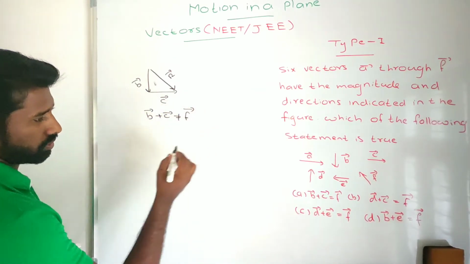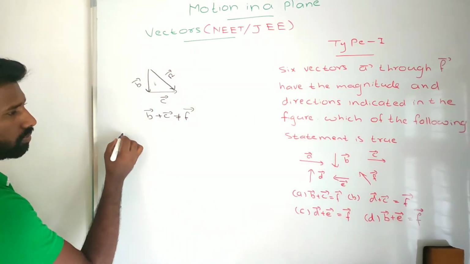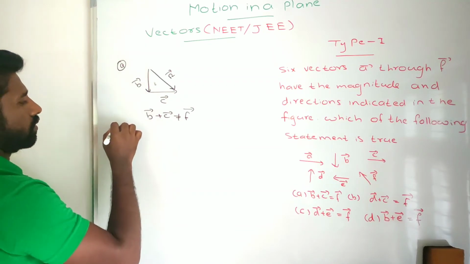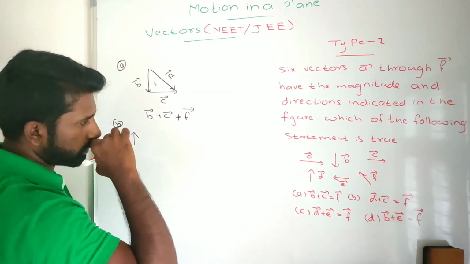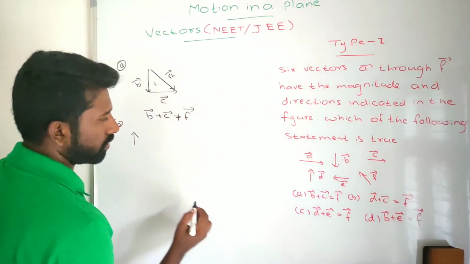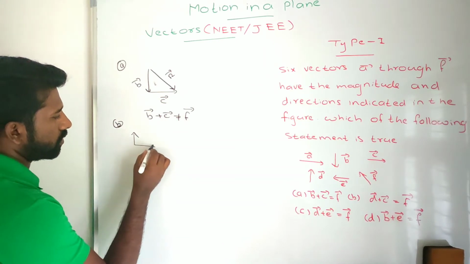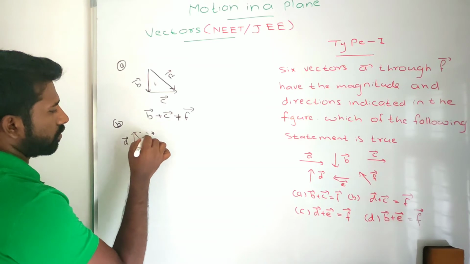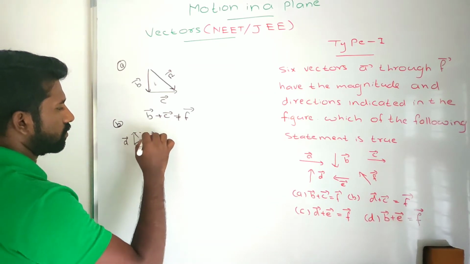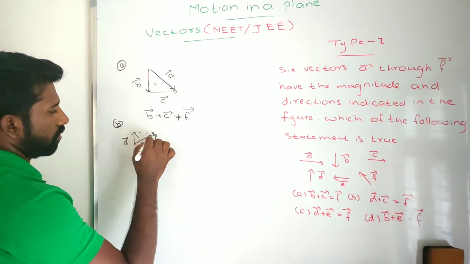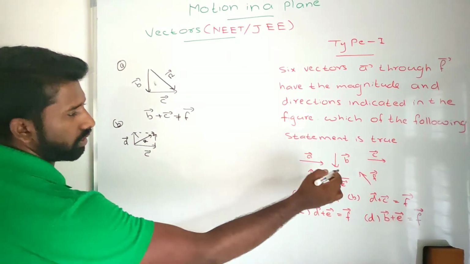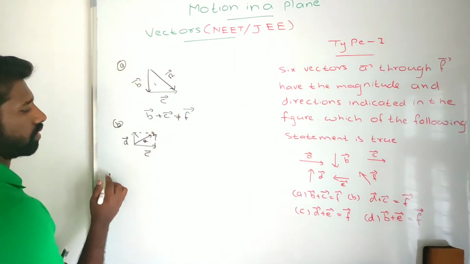Then the next statement. What is the next statement? D plus C. What is the D vector? D vector is in this direction. And what about the C vector? C vector is in this direction. So I am going to apply the parallelogram law. This and this we can place. So this is the resultant. Then this R is not equal to the F direction. F direction is like this, but R direction is like this.